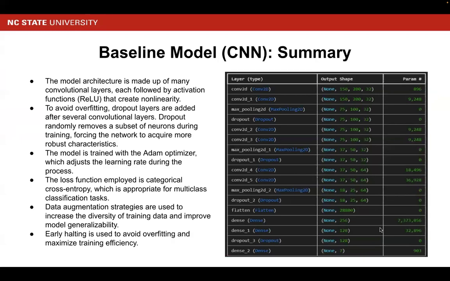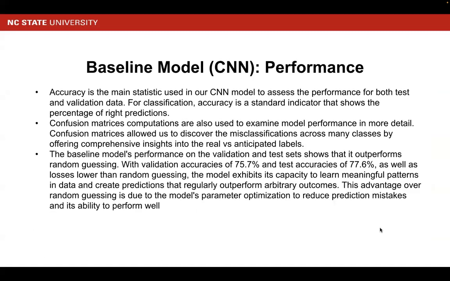So our baseline model is a CNN model that leverages several convolutional layers, each paired with a ReLU activation function to bring nonlinearity into play. This choice ensures our network can capture complex patterns and features present in our image data. To mitigate the risk of overfitting, we strategically placed dropout layers post some convolutional layers. This technique randomly deactivates a subset of neurons, compelling the model to learn redundant representations and therefore become more generalizable.